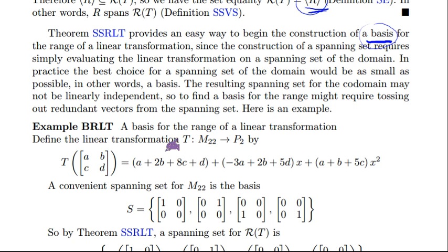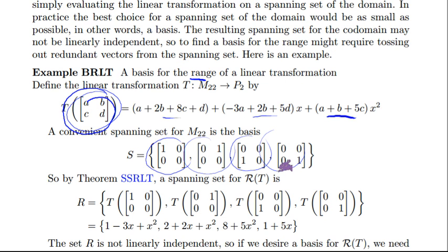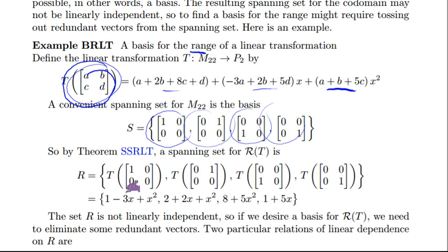All right, so let's look at this example, finding the basis for the range of the following linear transformation. This maps 2 by 2 matrices into polynomials according to this rule. All right. Now we can choose a spanning set for the domain, which are these elementary matrices here. And that means that this gives us a spanning set for the range.